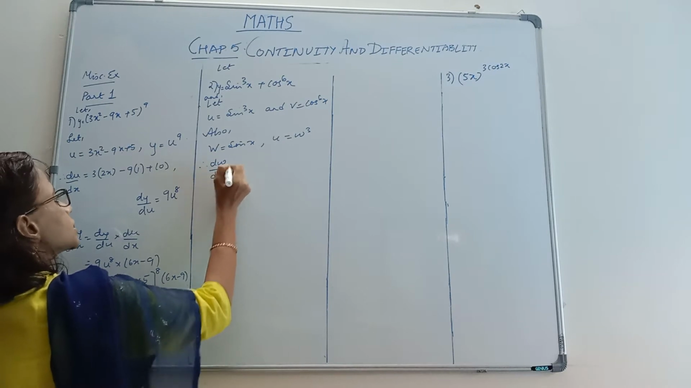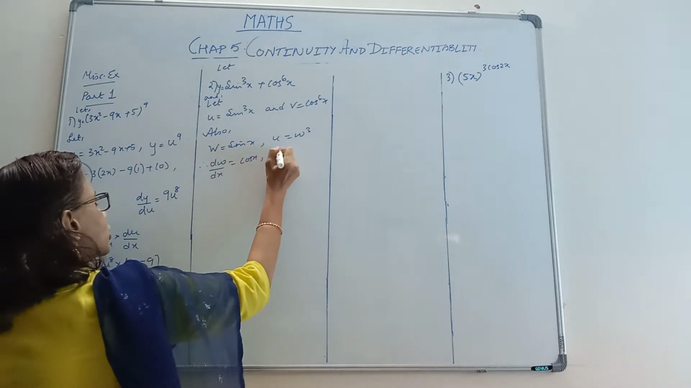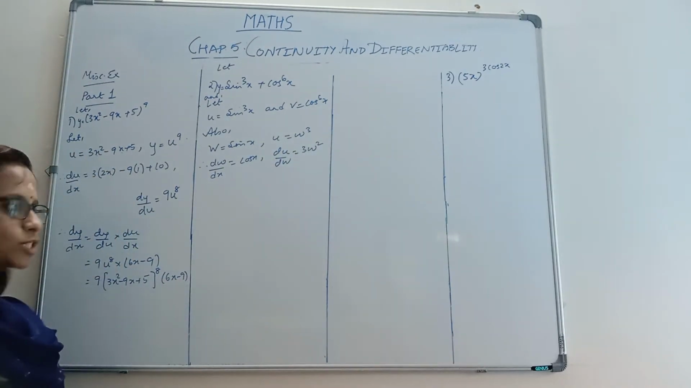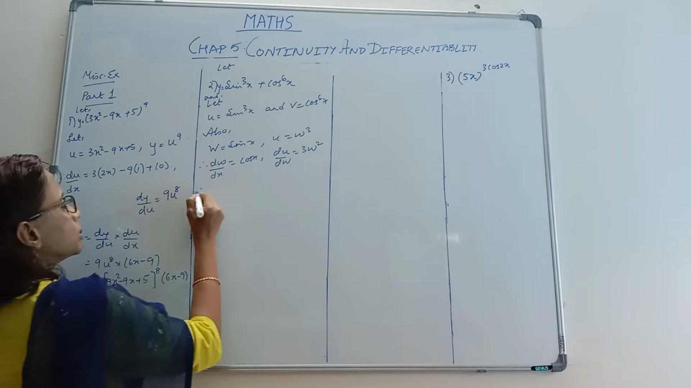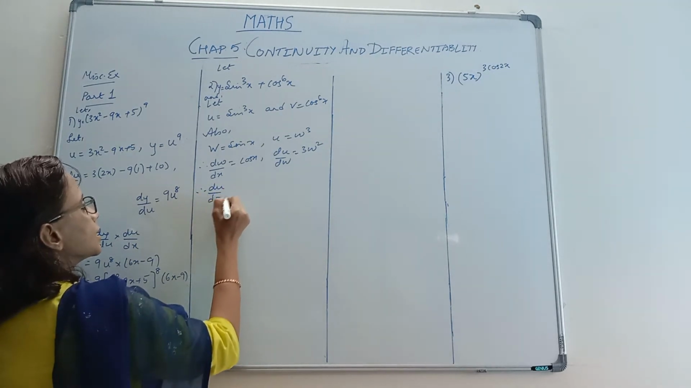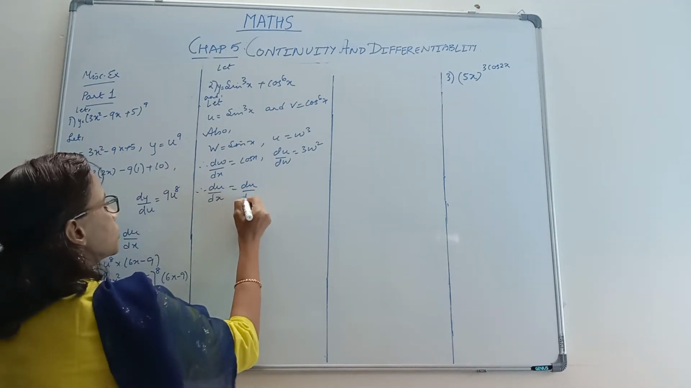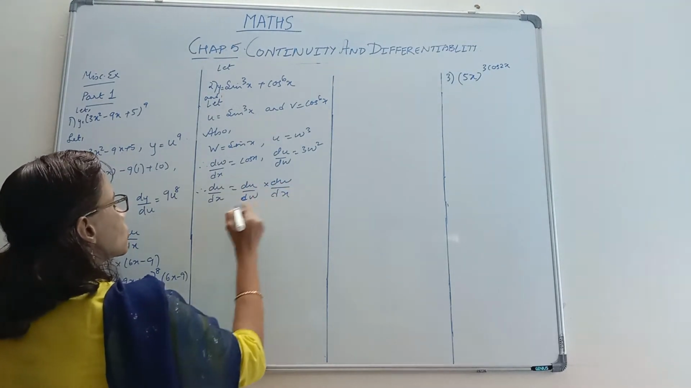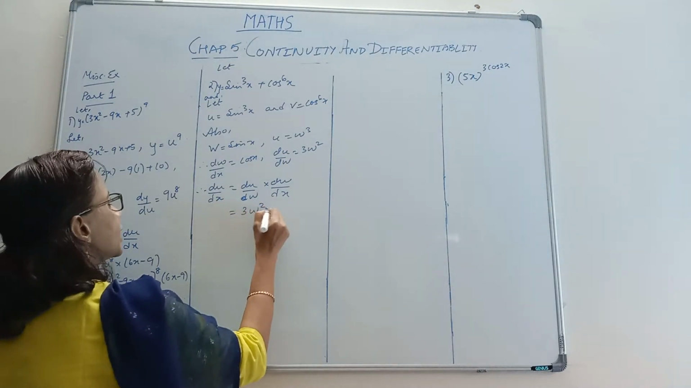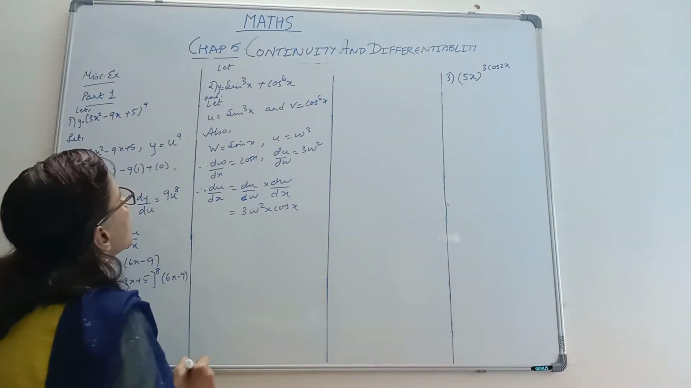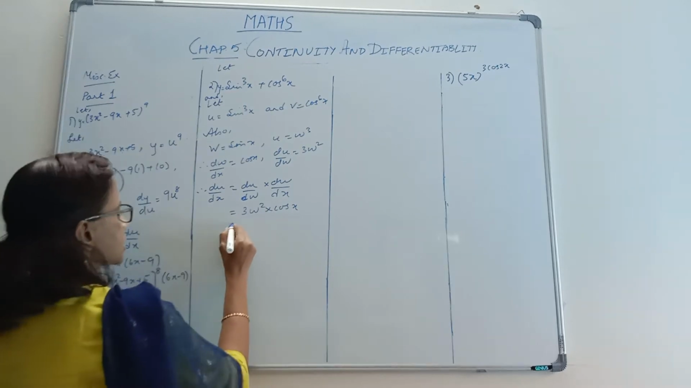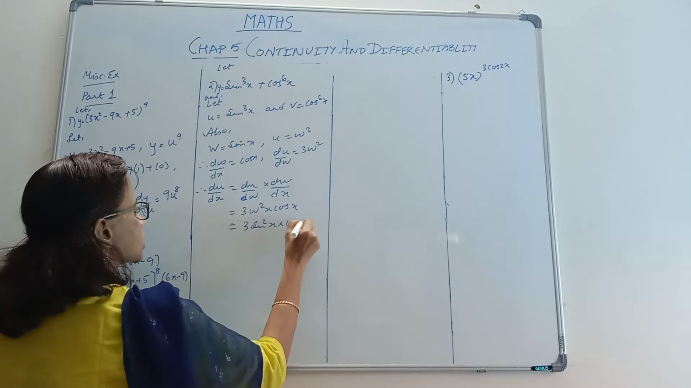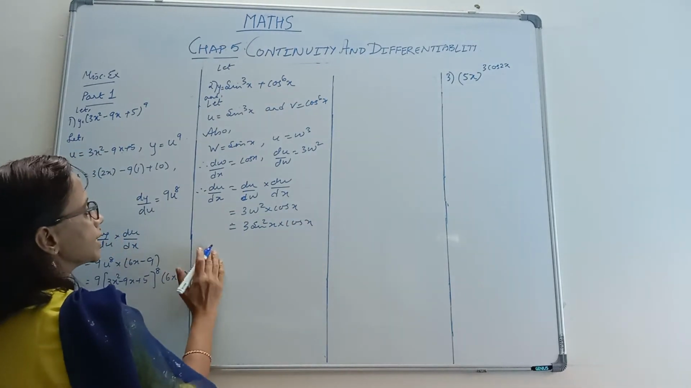W with respect to x is going to be cos x, and u with respect to w is going to be 3w squared, nx raised to n minus 1. We know it. So we are able to get du by dx. That is going to be du by dw into dw by dx. So du by dx is 3w squared and cos x. W squared for us is sine squared x. So sine squared x into cos x. That's what you have got as du by dx.